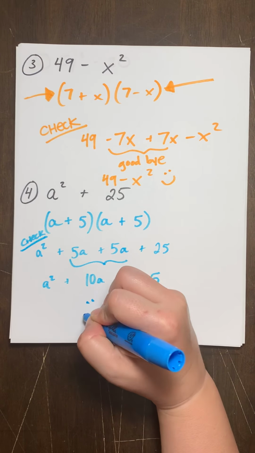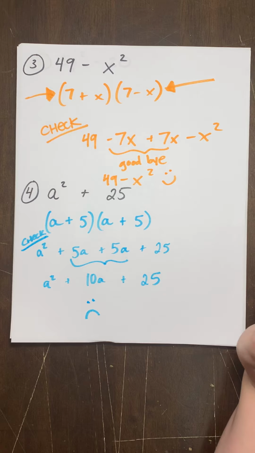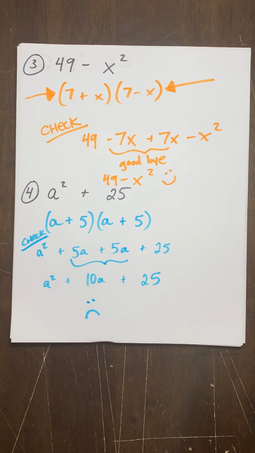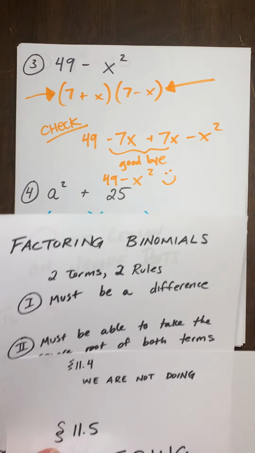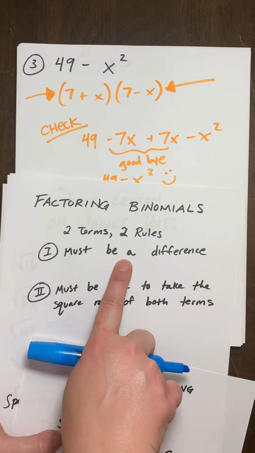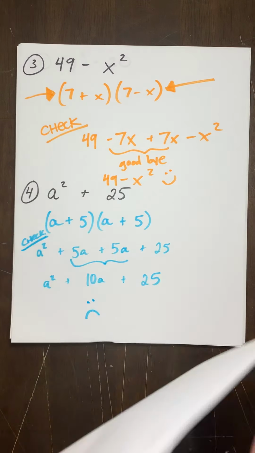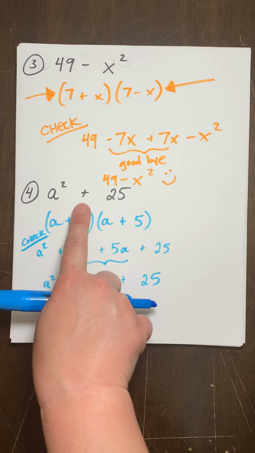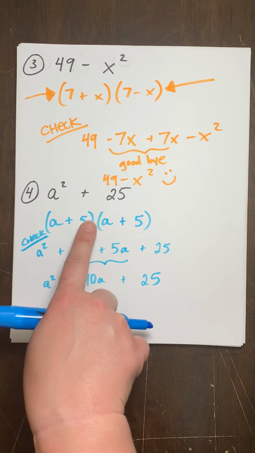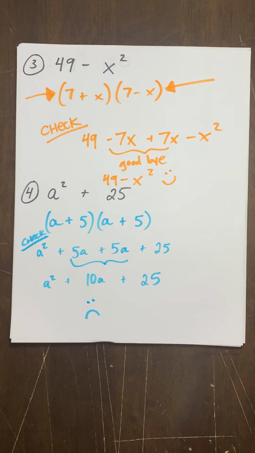That is not what we want. Rule number 1, must be a difference. This is a sum of squares. A sum of squares is garbage. You can't factor that. You cannot factor a sum of squares.